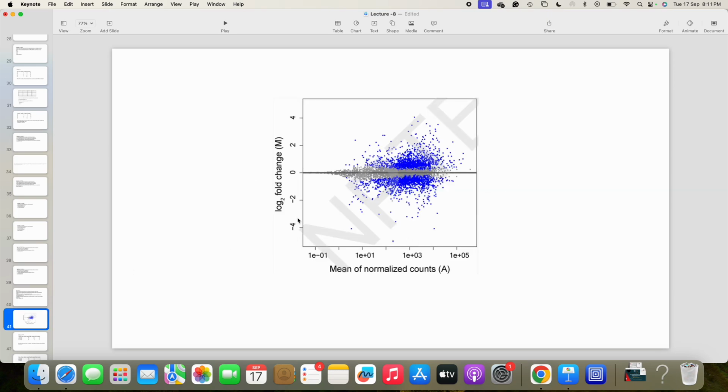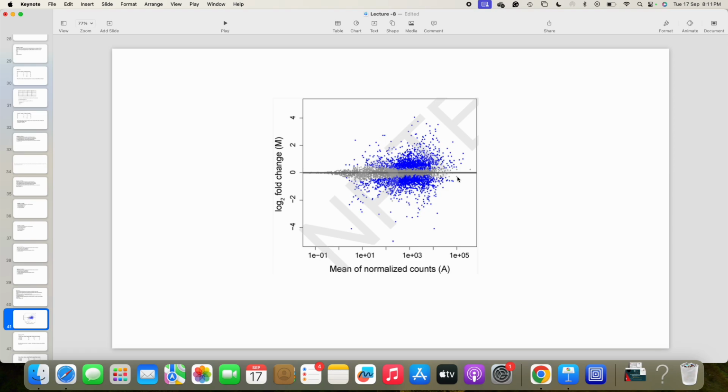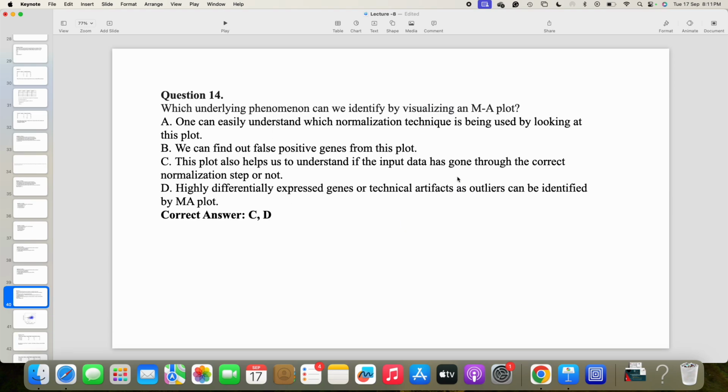So in an MA plot, we basically plot the fold change with respect to the reference versus the gene expression with respect to the reference. So with the MA plot, we can understand if the input data has gone through the correct normalization, and also the highly differentially expressed gene or the technical artifact as an outlier can be identified from the MA plot. So the correct options would be C and D.